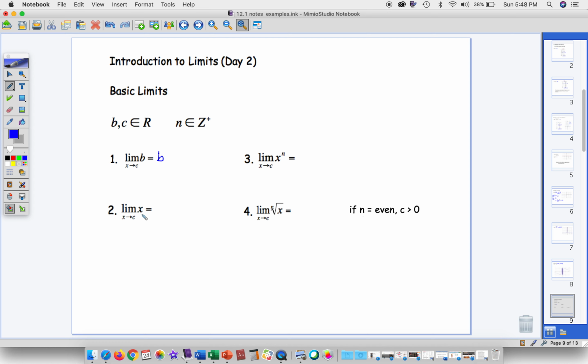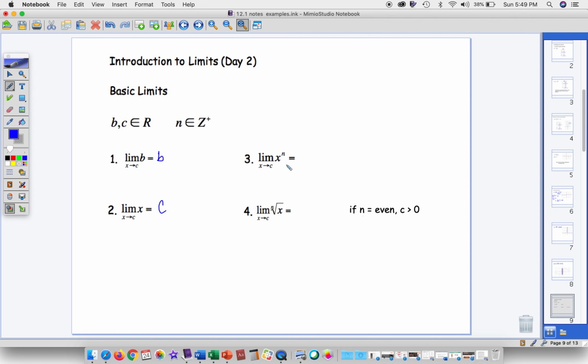The limit of x as x approaches c. Here again, think of this as y equal to x, or f of x equal to x. It's that line that goes through the first and third quadrants. So if we check the limit as x approaches c, it's going to be c. For instance, let's say c is the value of 3. As x approaches 3, the y value is also approaching 3.